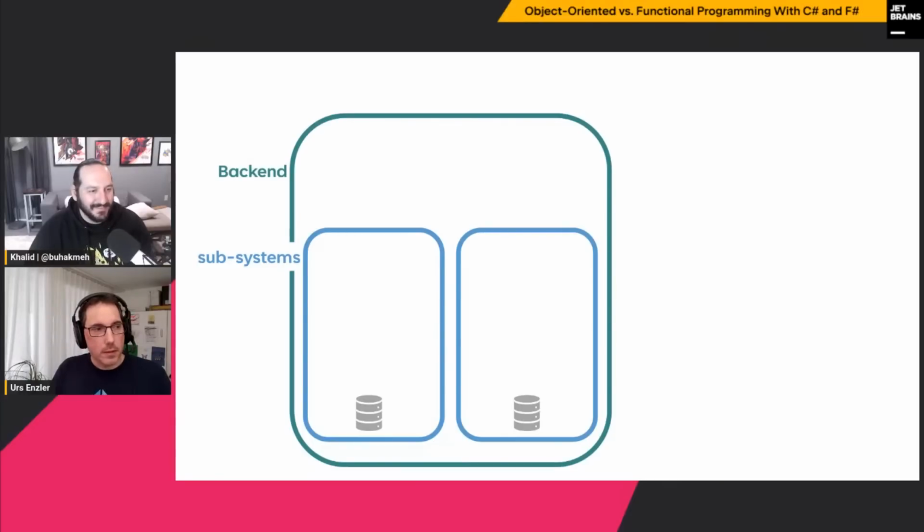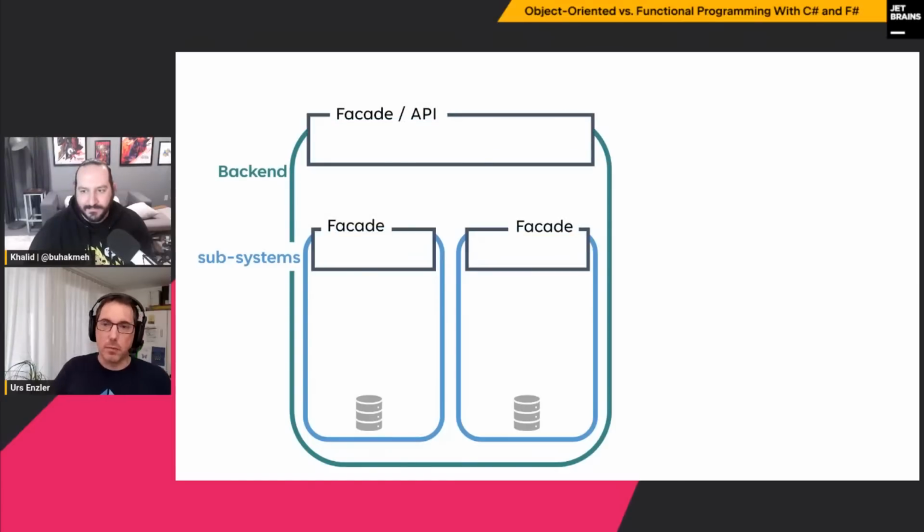And to call this backend and these subsystems, we just like to put a facade in front of them. So the backend facade, that's the web API that we make calls to from the client. And also every subsystem provides a facade. It's just a facade that hides away all the details in the subsystem. It just provides entry points to call some functionality in this subsystem.